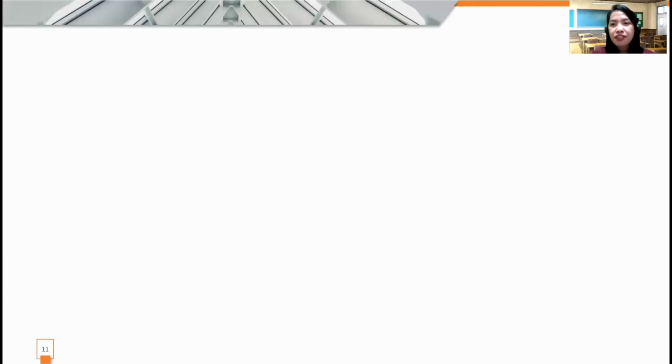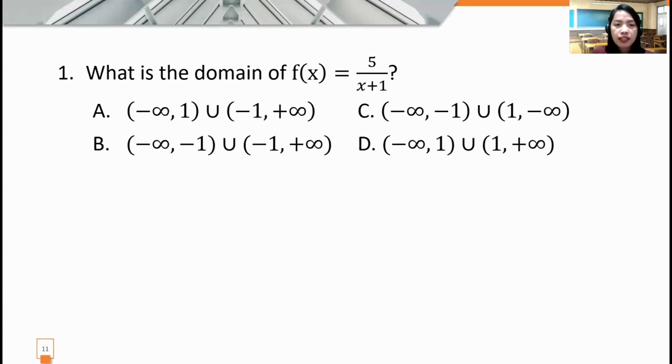Let's have here 5 questions. Let's have the first one. What is the domain of f of x equals 5 over x plus 1? So first, we're going to get the denominator x plus 1 and equate that to 0 in the given function, and then get the value of x, that is negative 1. Negative 1 is the restriction in the domain of the given function.